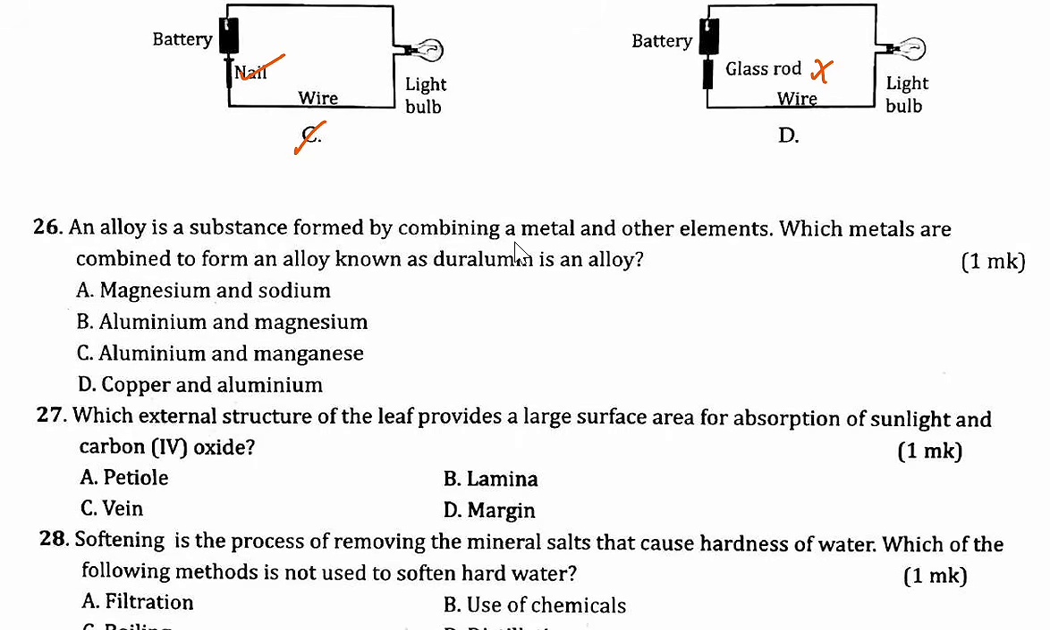Number 26. An alloy is a substance formed by combining a metal and another element. Which metals combine to form an alloy known as duralumin? For this case, I think there is no correct answer, because duralumin has four metals. It has copper, aluminium, manganese. Therefore, you can see you only have two. But for this question, I'm going to leave it. Maybe if you know, let me know in the comment section. I think this question had a problem.